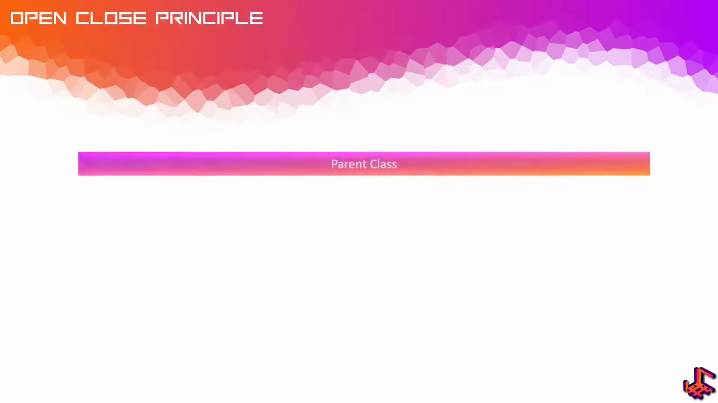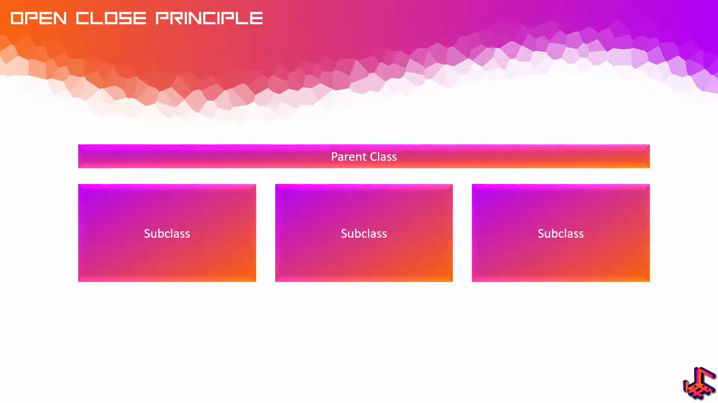Next, we have the open-closed principle, or OCP. Bertrand Meyer is generally credited as the origin for the term open-closed principle, which he first wrote about in 1988 in a book called Object-Oriented Software Construction. Originally, this was designed to be implemented through inheritance using parent and subclasses.